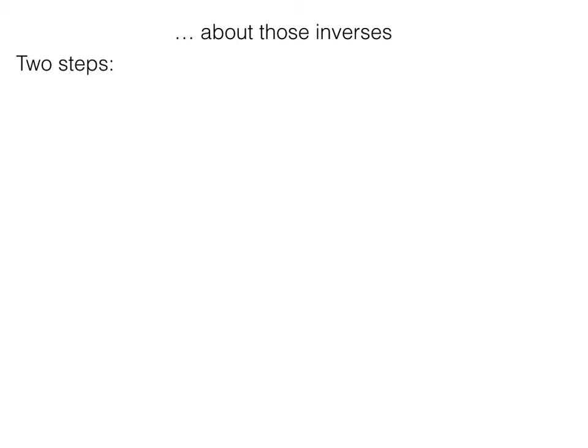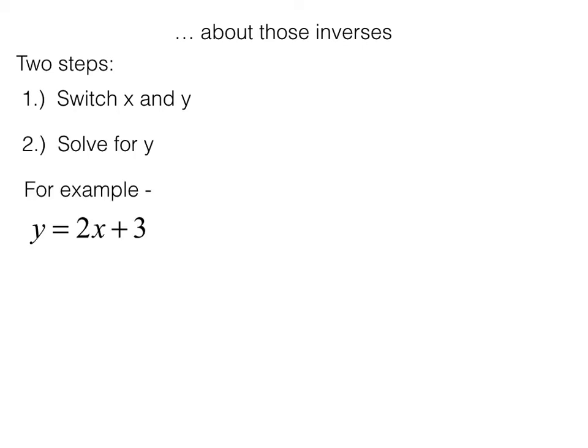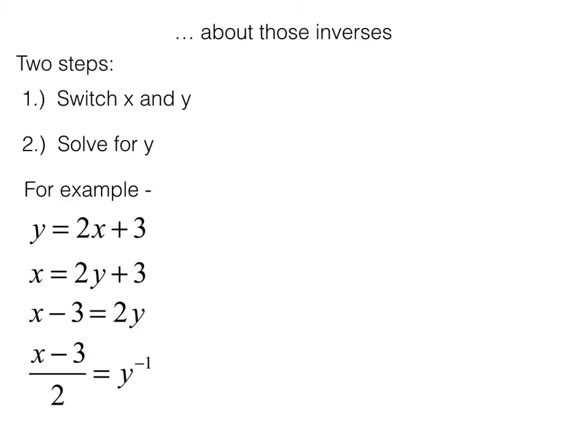an inverse function. So the first step I do is switch x and y, and then you can solve for y. For example, the function y equals 2x plus 3. First I'm going to switch x and y, and then I'm going to solve for y by subtracting 3 and then dividing by 2. You could also, if you wanted to, do the steps in a different order.